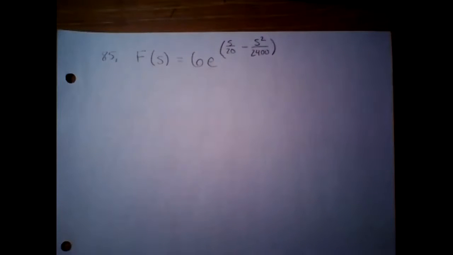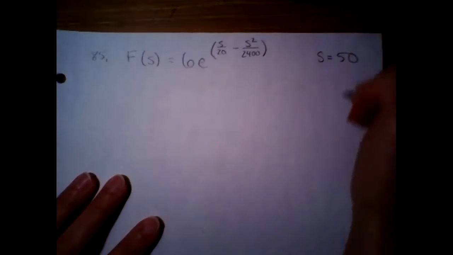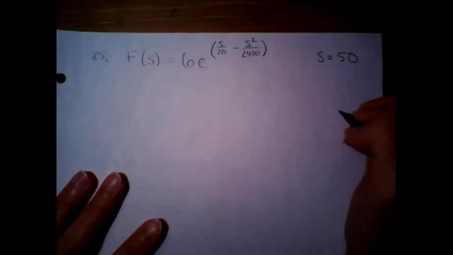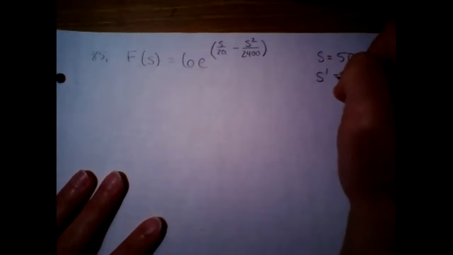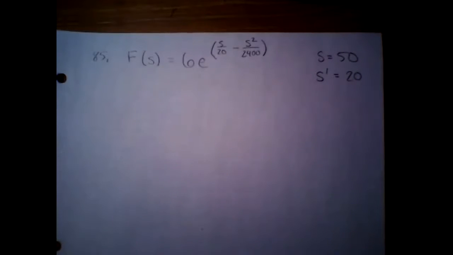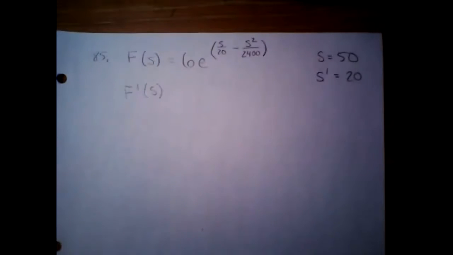All right, that's e to the power of all of that. So it says the car is traveling 50 miles per hour and its speed is changing at a rate of 20 miles per hour squared. So that means S is 50, speed is 50, and S prime is that 20 miles per hour squared, the rate of change. The question is, what is the rate at which the fuel consumption is changing? So what they want is F prime of S.